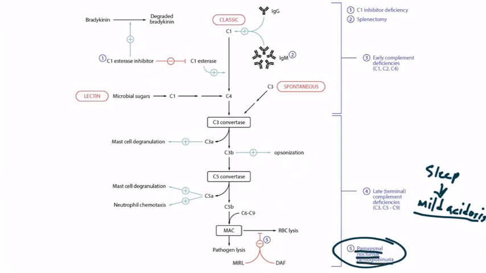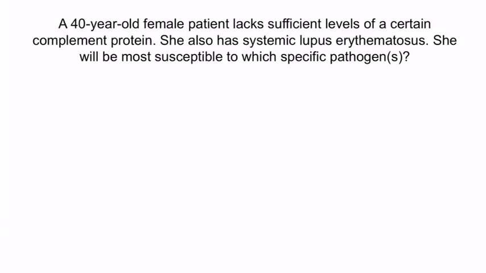Now that we've covered the complement system, let's do a question to apply what you've learned. A 40-year-old female patient lacks sufficient levels of a certain complement protein. She also has systemic lupus erythematosus, or lupus. She will be most susceptible to which specific pathogen or pathogens? Hopefully you noticed the main clue telling us the disease. She has lupus. Which complement-related pathology results in lupus?